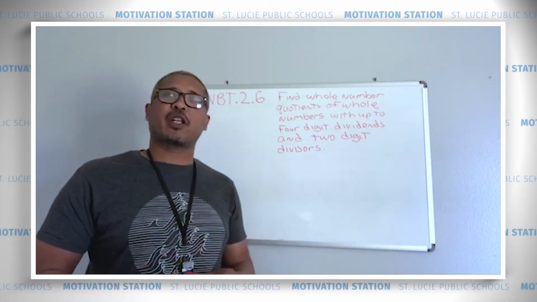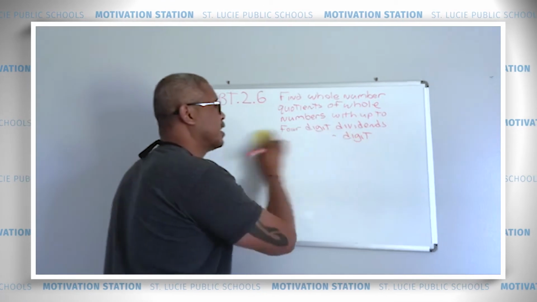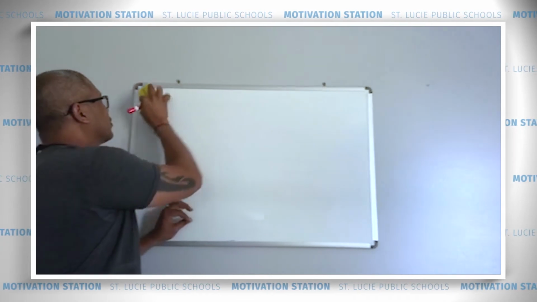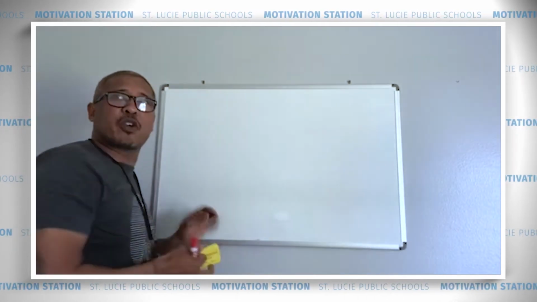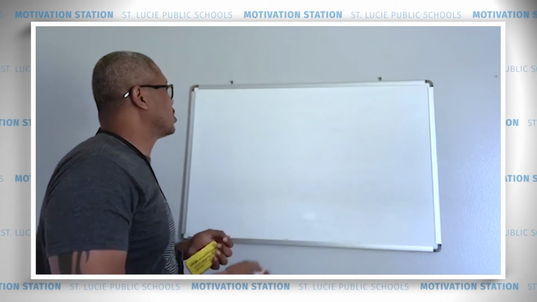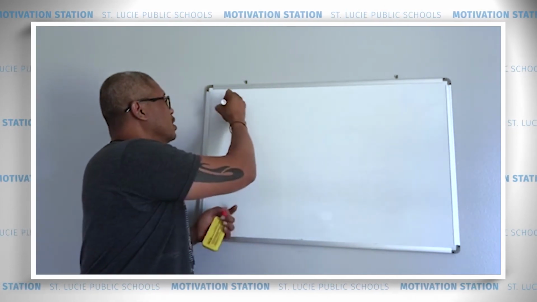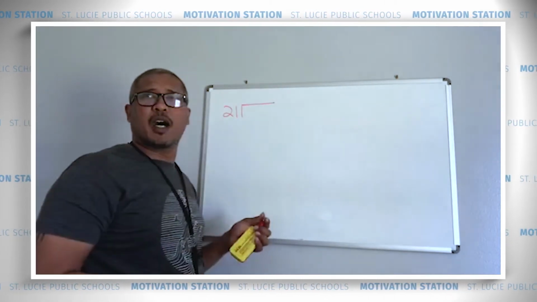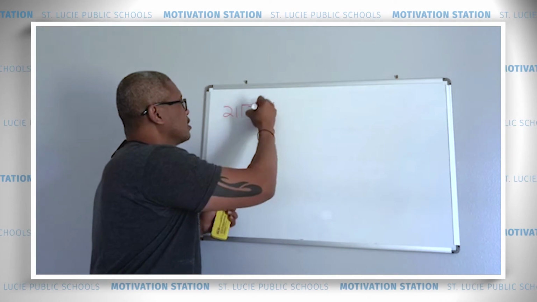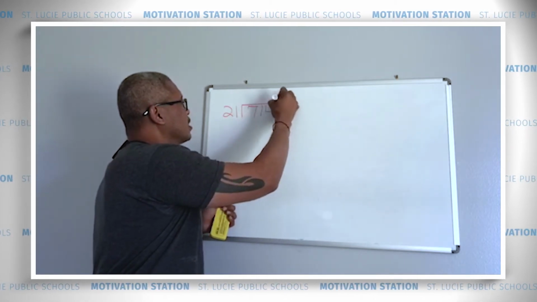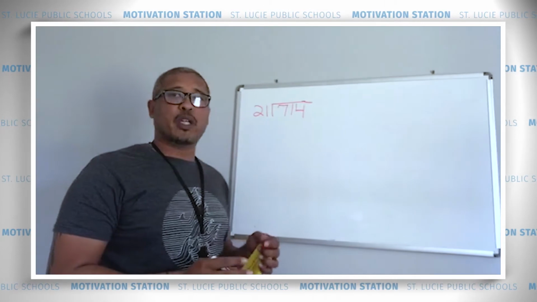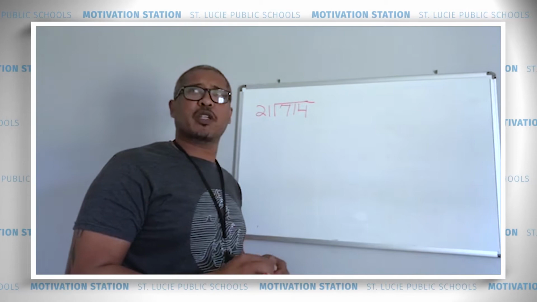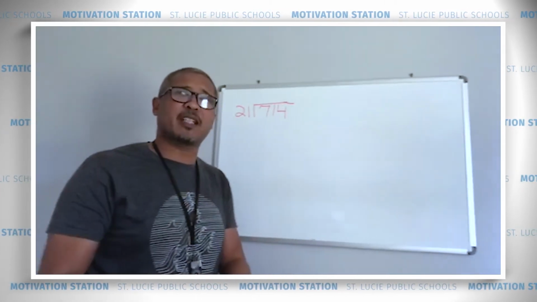So let's go ahead and get started. I'm going to erase this so that I can have as much room on my board as possible. My first problem I'm going to divide, to keep it simple, is 714 divided by 21. Again, the easiest partial quotients to use are usually multiples of 10.